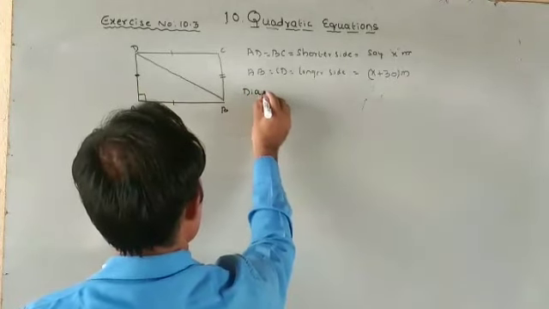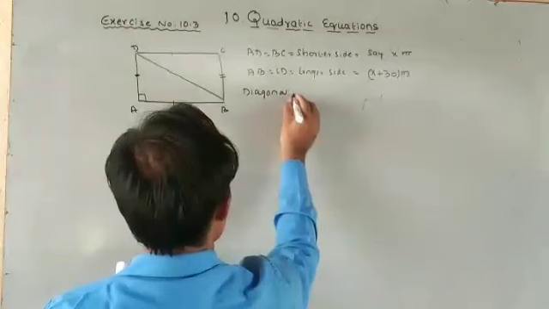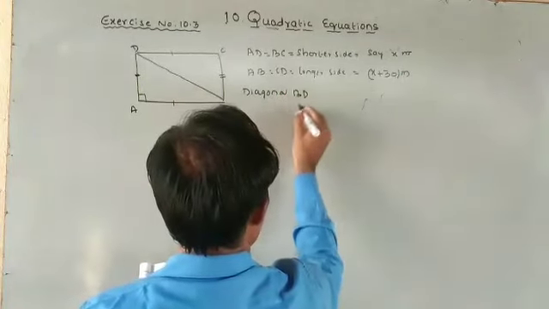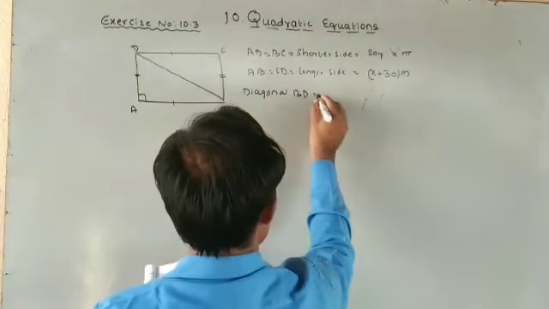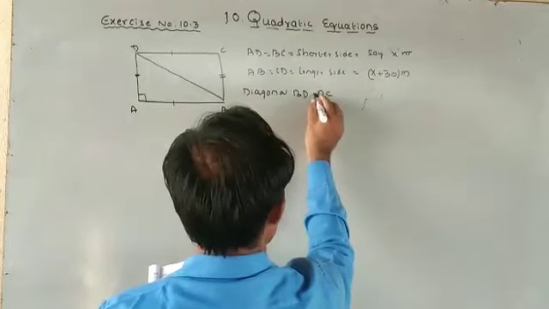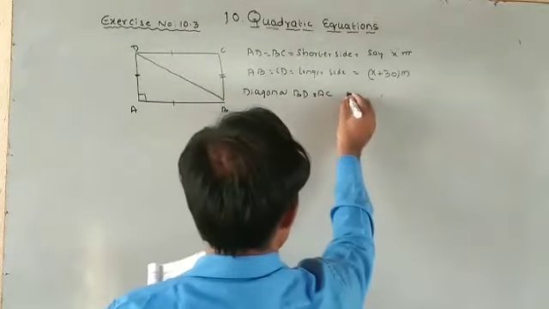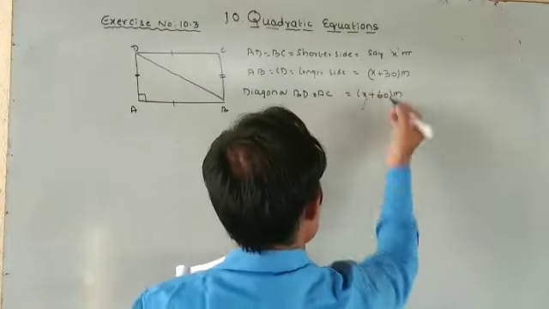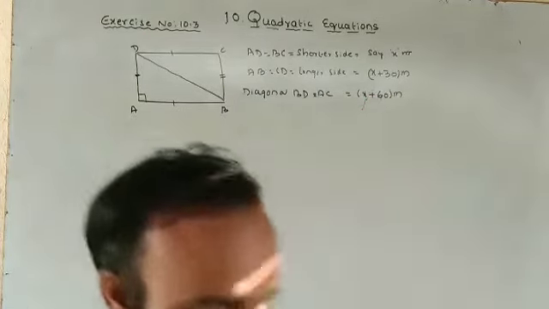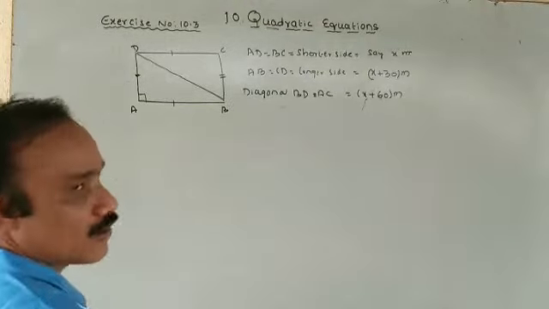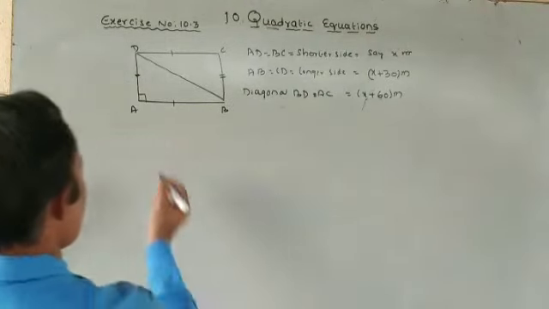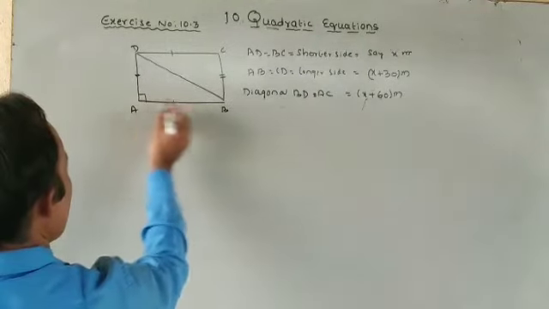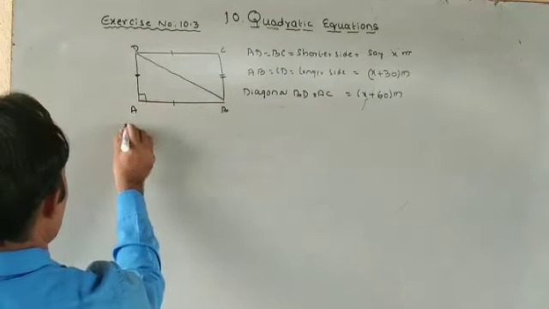What about the diagonal here? The diagonal BD is also the same as AC. Both are the same. So this is equal to x plus 60, 60 more than the shorter side. Find all sides of the rectangle. As I told you, BAD is a right angle triangle.